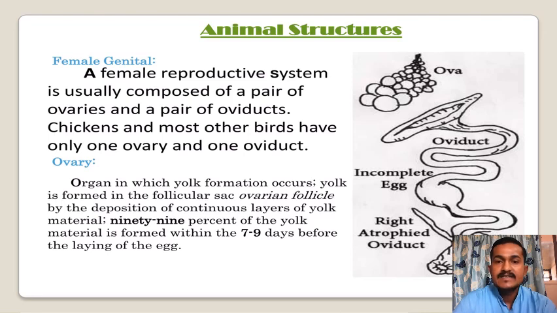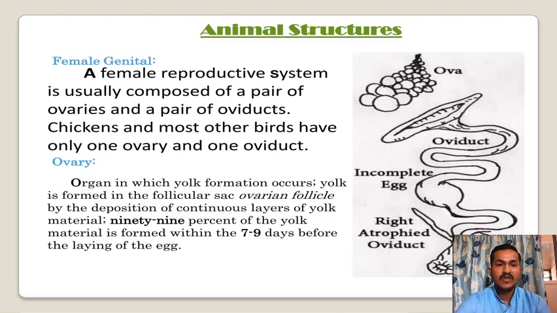Clear it? At the stage of puberty, or maturation, whenever birds are completely mature, at that time only one ovary and one oviduct is there, and the other, right ovary and right oviduct, are working as a rudimentary organ. Rudimentary organ means what? It is functionless. Clear it? So let's see about the ovary.